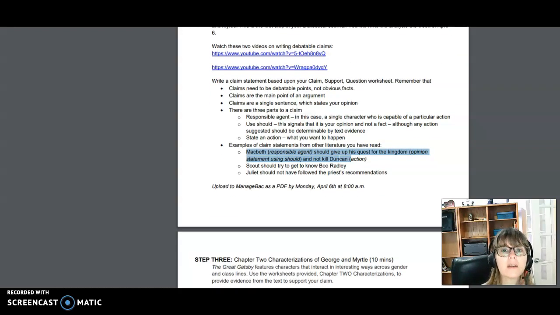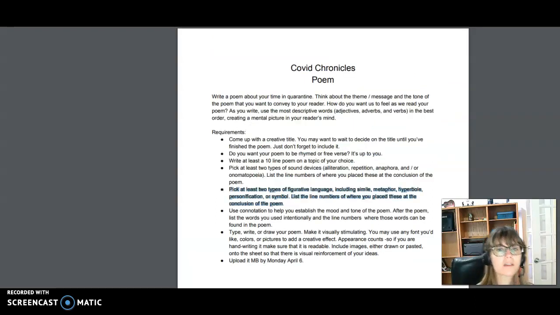All right, the next thing we need to look at is the poem. Almost all of you turned in a poem for me for these COVID Chronicles. If you didn't, here are the instructions here. You can see I've highlighted a part that several of you were missing, and that is pick at least 2 types of figurative language, including simile, metaphor, hyperbole, personification, or symbol. And then you were to list the line numbers.